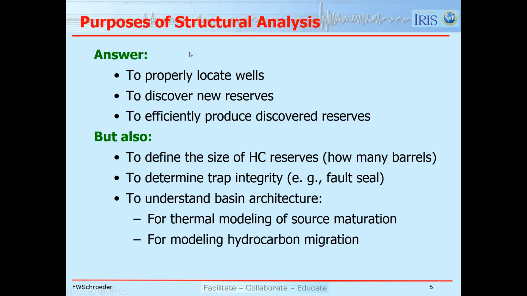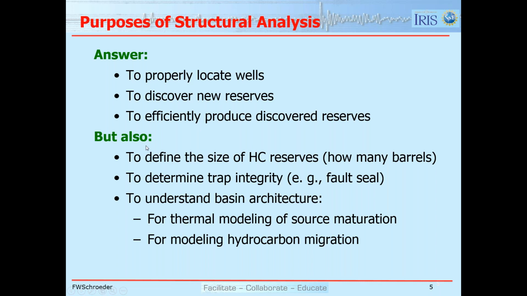So the purposes of structural analysis, the obvious answers: we want to properly locate our wells. And that could be exploration wells or field development wells or field production wells. We may want to be looking for new reserves, and we always want to efficiently produce the discovered reserves that our company has in their portfolio.